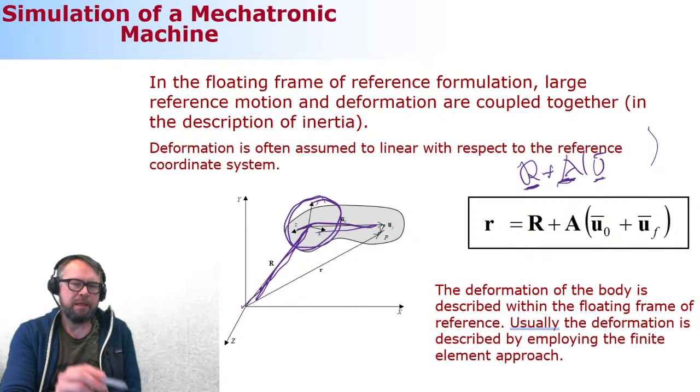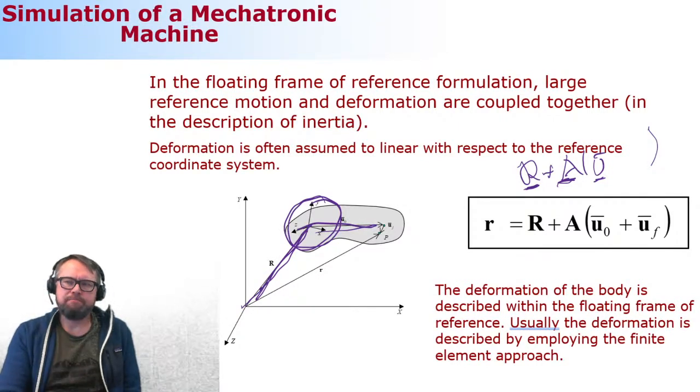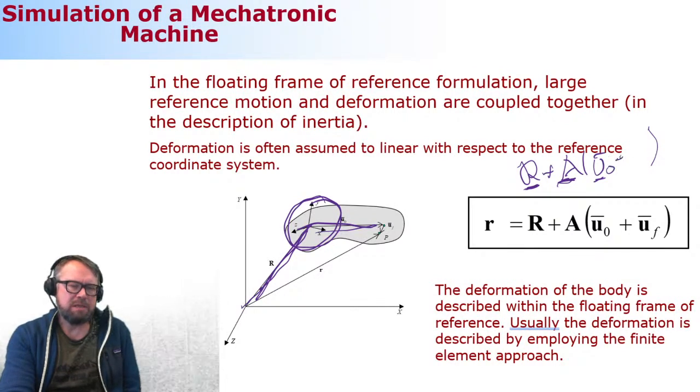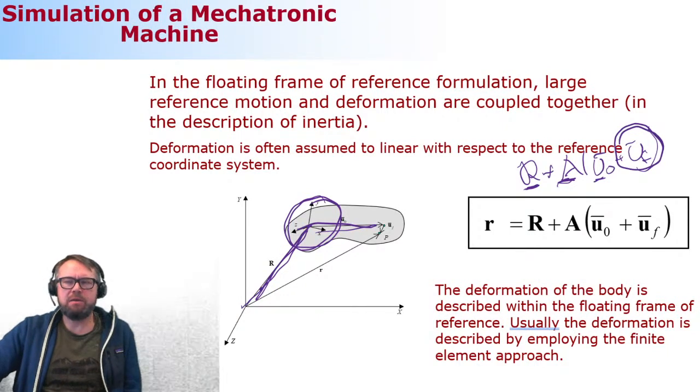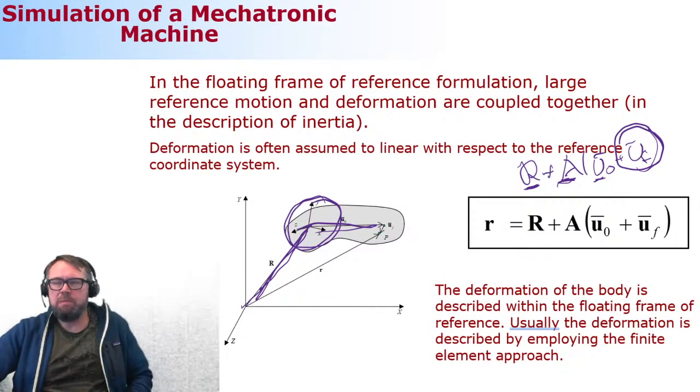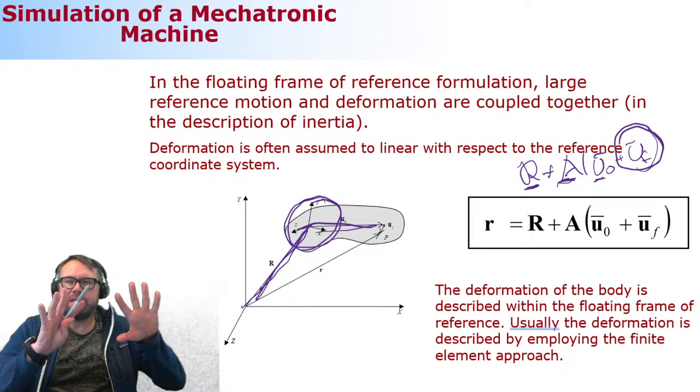What we're going to do next is say that this is where the body is originally, but the body deformation can be described by vector U bar F. And this U bar F is the one that we're estimating using the method called the finite element method. Many of you have maybe heard about it. And this is basically a combination of two procedures, multi-body system dynamics and finite element method.